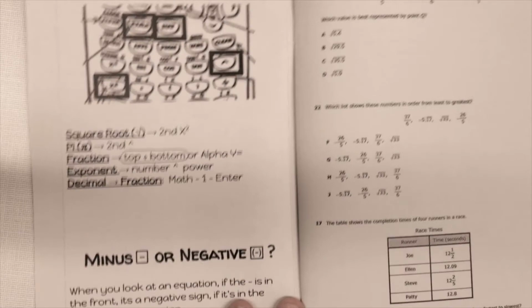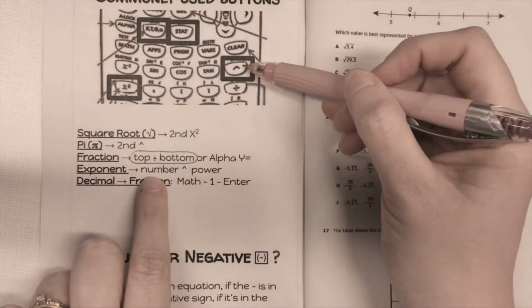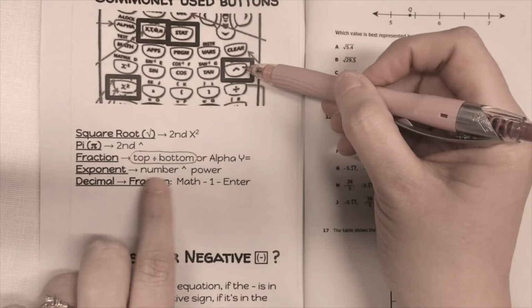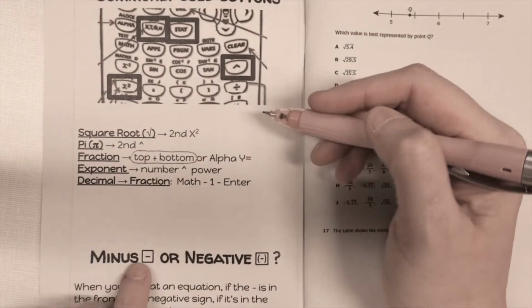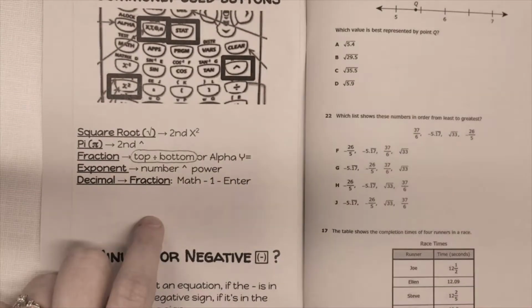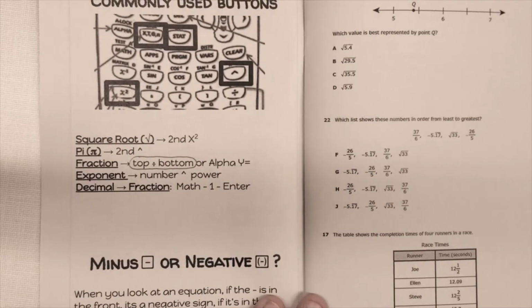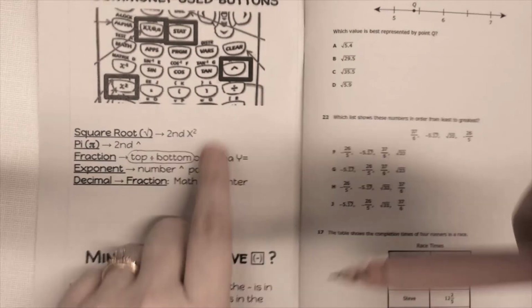If I want an exponent, I put the number, use this button, the caret, and then the power. So 3 to the 4th would be 3 caret 4. Okay? If you see something written as an exponent, you need to put it in your calculator as an exponent. If you see 3 little 5, don't put 3 times 5. Put 3 exponent 5. Okay?